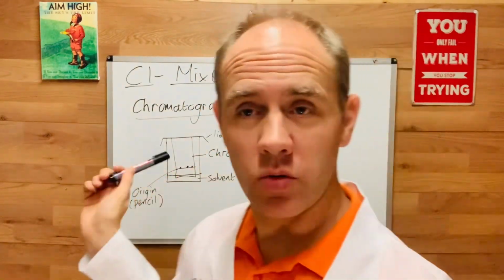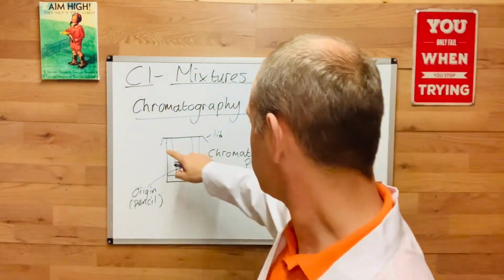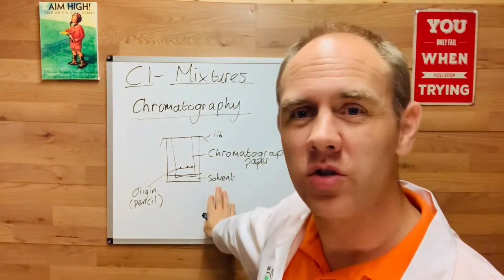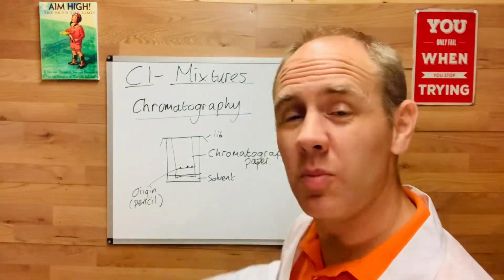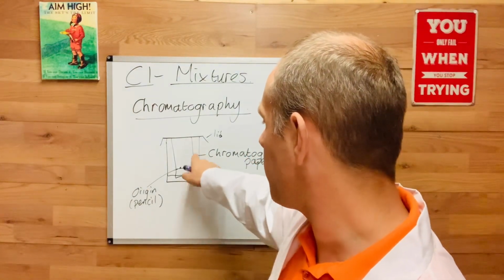But if you want to find out which pigments make up this black ink, maybe you're a Scenes of Crimes officer and you want to find out who done it by identifying the pen. So what you would do is you would use chromatography. In chromatography, you have a beaker, you have a lid, you have a solvent. This is quite often water in schools. Sometimes you might use acetone or maybe even ethanol. And you've got your chromatography paper.